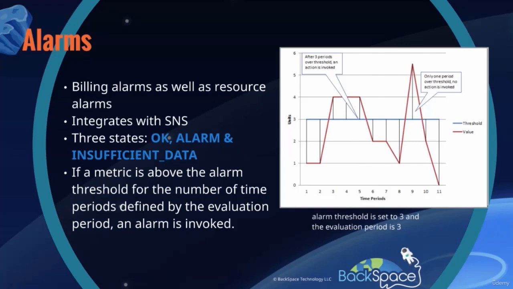If we have a look at the diagram here, we can see that an alarm threshold has been set to 3 and the evaluation period has also been set to 3. The first time that the value has exceeded the threshold level, it has done that for at least 3 periods, and so that alarm has been triggered. The second time that it exceeds that threshold value, it only did it for 1 period, and so there is no action. There is no alarm or any corrective action that has been invoked.